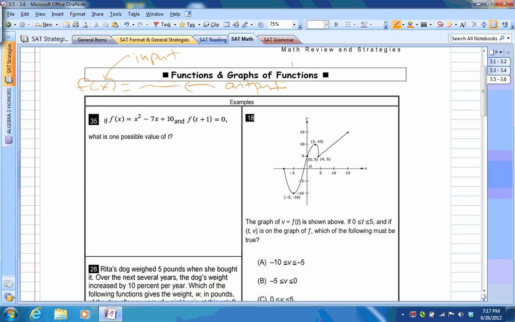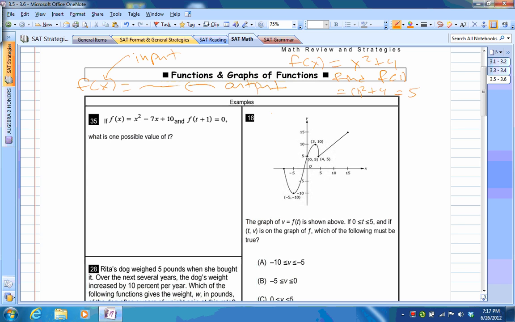So for example, if f of x equals x squared plus 4, and you're asked to find f of 1, then clearly 1 is your input. So if you were to work that out, you get 1 squared plus 4, and you get 5. So just think of functions as you're given an input, find the output, or you could be given an output, find the input.